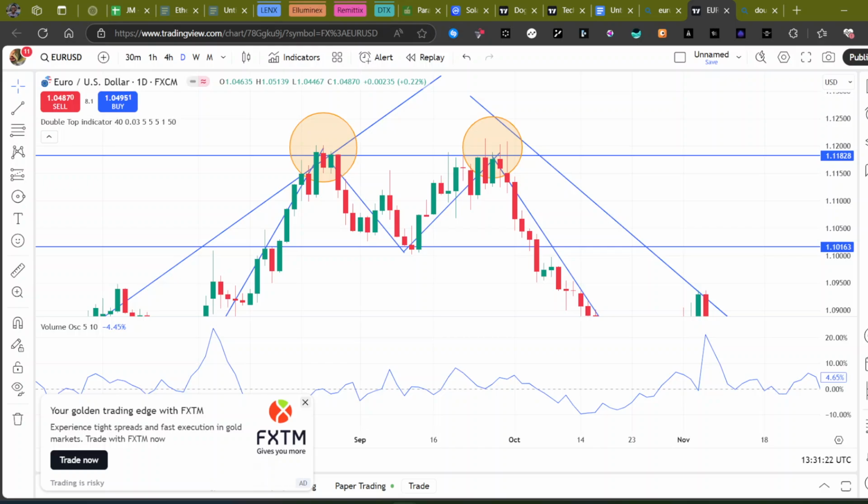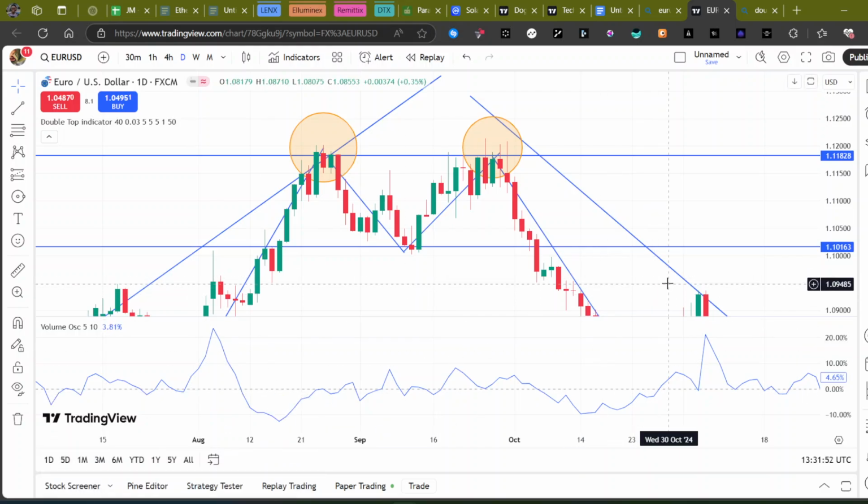Now a warning: not every price dip that looks like a double top is a real reversal. Just take note of that. It's important to always wait for confirmation. Waiting for confirmation is key. One of the biggest mistakes that traders make is entering a trade too early without proper confirmation. So here are the best ways to confirm a double top.